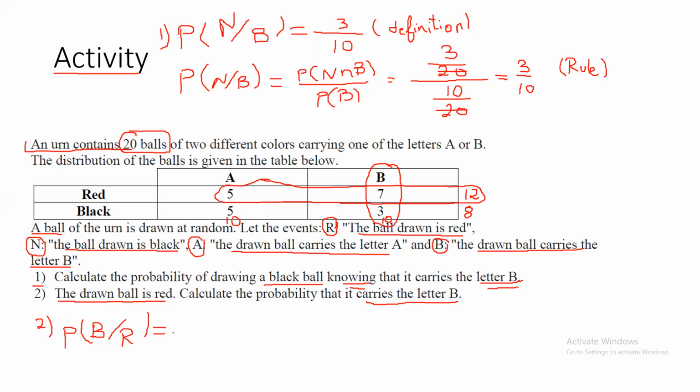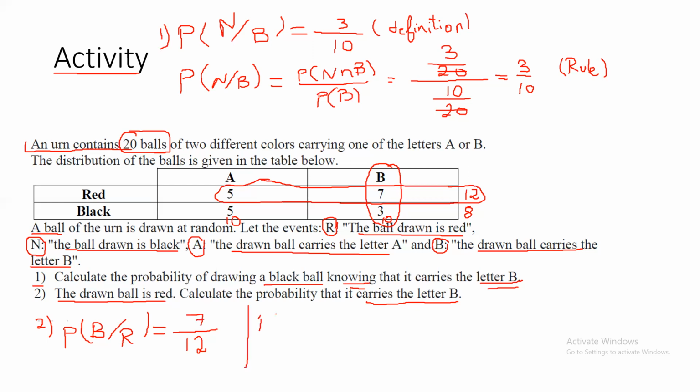How many balls are red? 12. Among these 12, how many of them carry the letter B? 7. 7. This is the definition.